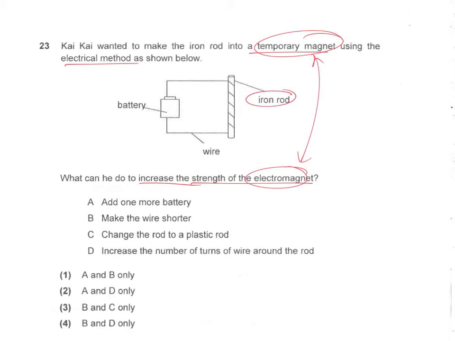A. By adding one more battery, yes, this is true, we know that. B. Make the wire shorter. Usually the effect of making the wire shorter would be very negligible, will not be seen much, so not a very good answer here. C. Change the rod to a plastic rod. No, the plastic rod cannot be magnetized. D. Increase the number of turns of wire around the rod. Yes, we have learned this as well. So options A and D will be the answer. So in this case the answer is 2.